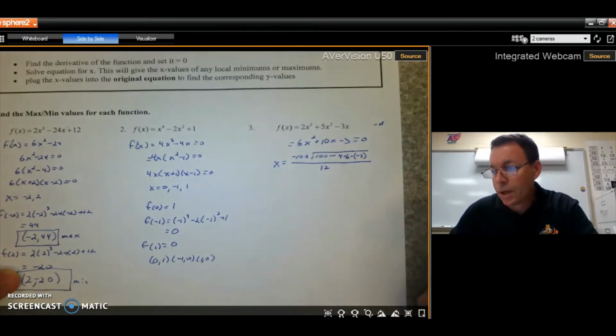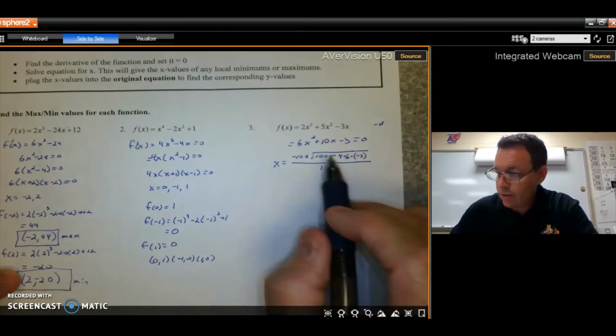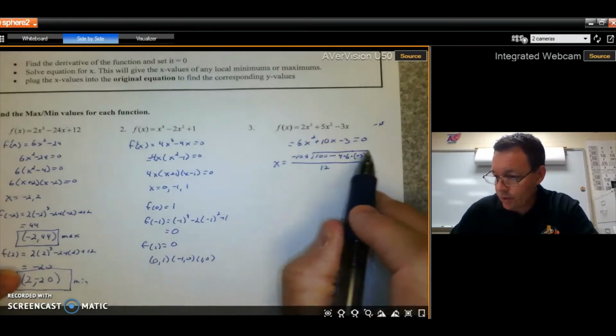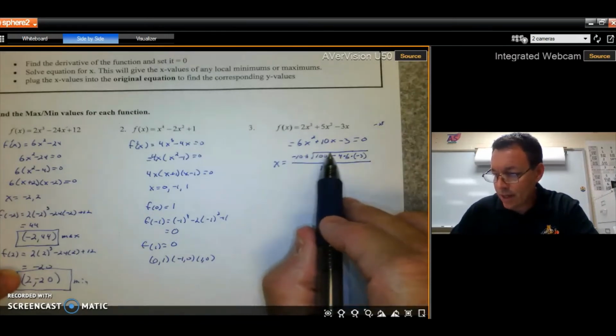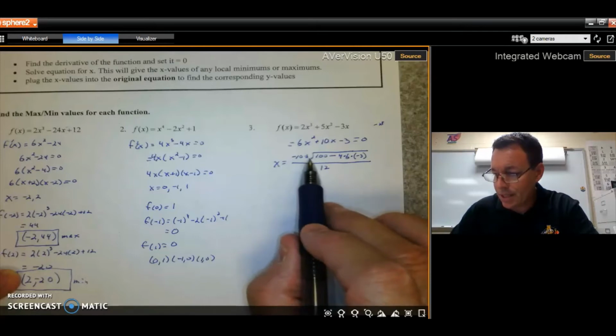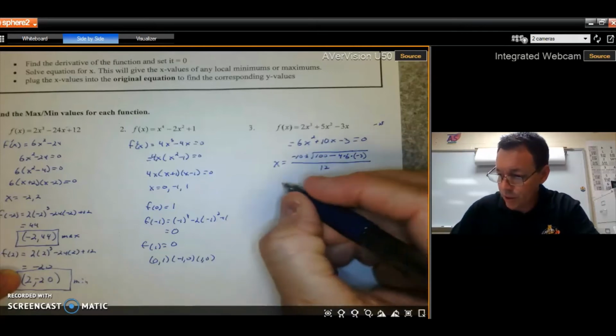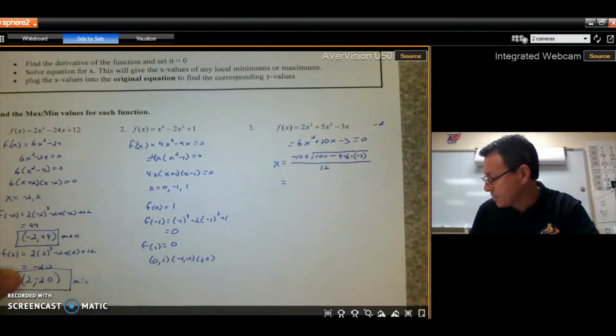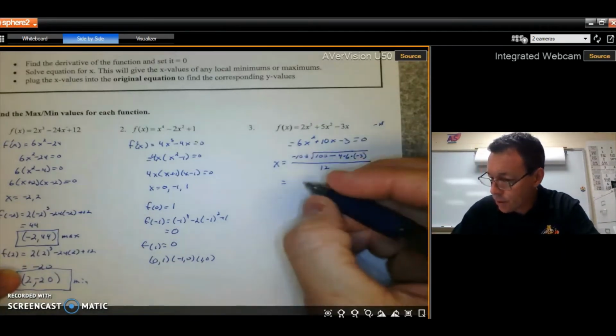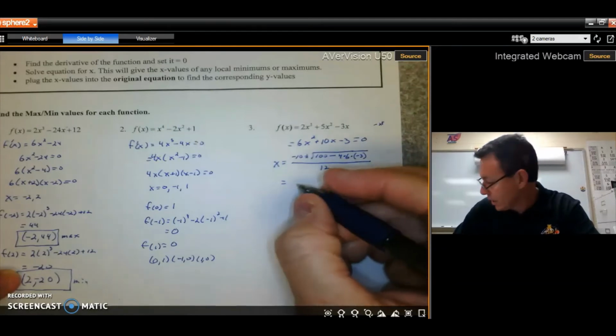Okay? So plug that in a calculator. Figure out what this square root of 100 minus 4 times 6 times negative 3 is. And then take negative 10 plus that value divided by 12 and negative 10 minus that value divided by 12. And that's going to give you your two x values where we're going to find local minimums and maximums. Okay? So plug in your calculator. You're going to be using calculators now.